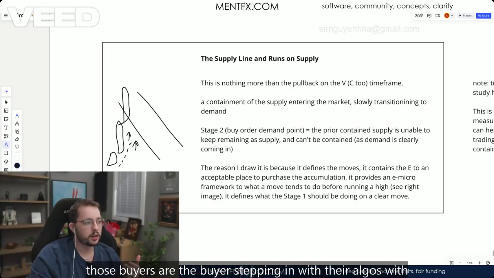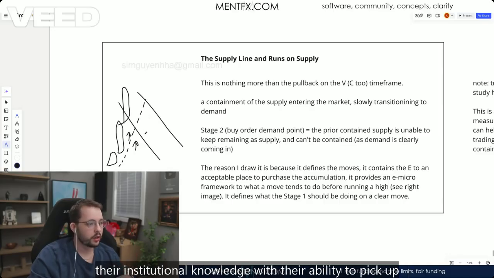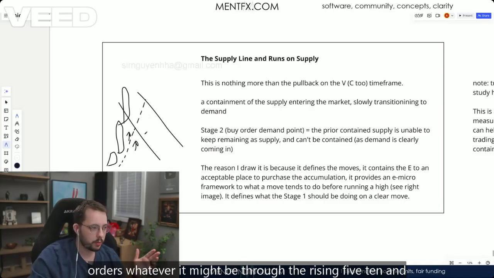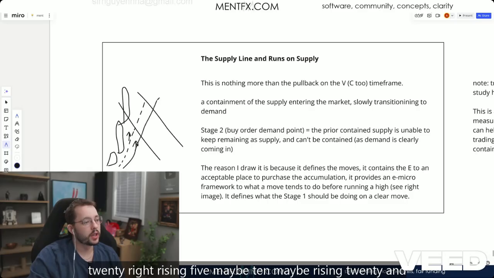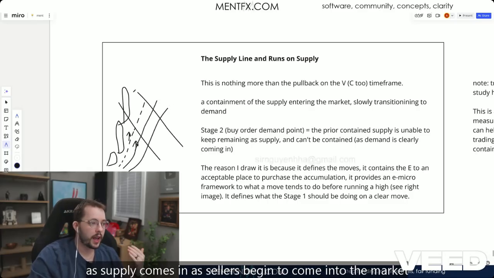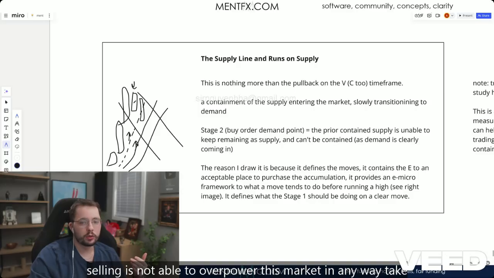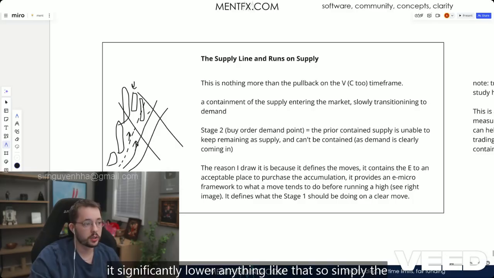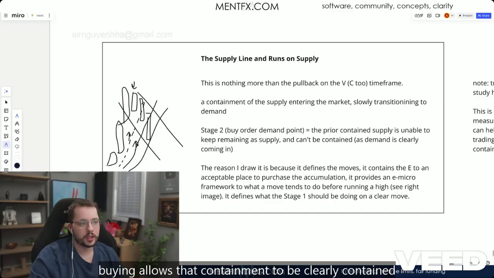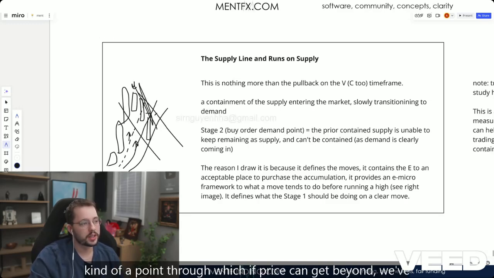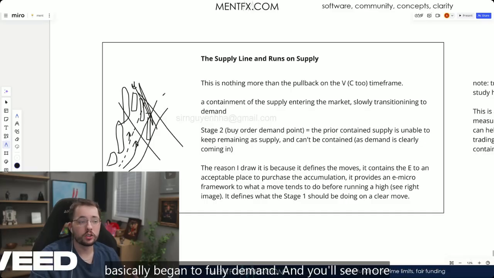Those buyers are stepping in with their algos, with their institutional knowledge, with their ability to pick up orders, whatever it might be, through the rising 5, 10, and 20, right? Rising 5, maybe 10, maybe rising 20. And as supply comes in, as sellers begin to come into the market, selling is not able to overpower this market in any way, or take it significantly lower. So simply, the selling exists inside of what we can call a containment. The buying allows that containment to be clarified, right? It creates a point through which, if price can get beyond, we've basically begun to see full demand.